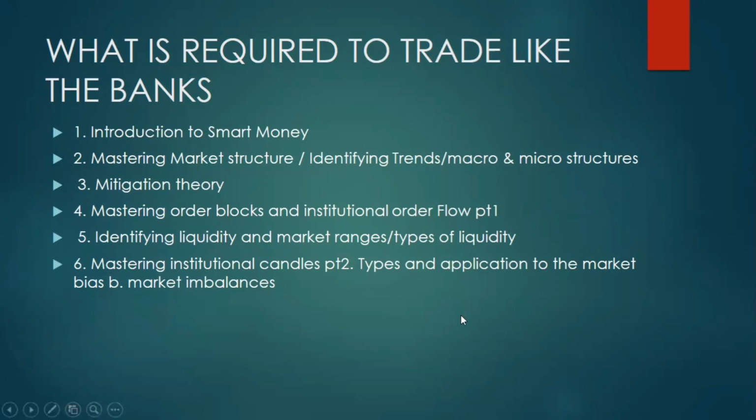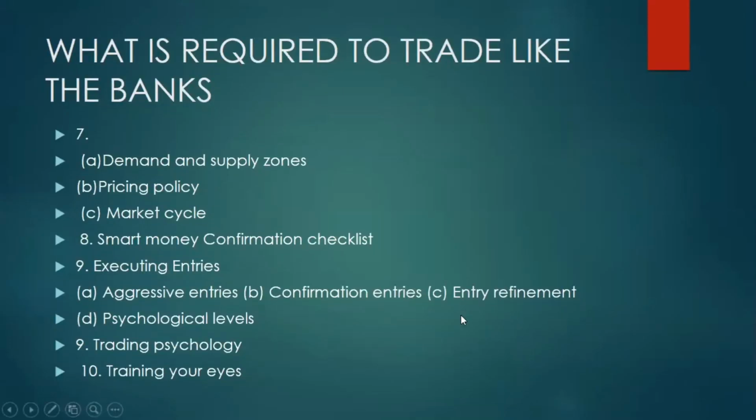Then let's move to the next slide. This is a continuation of what is required to trade like the banks. You must understand the demand and supply zones, pricing policy, market cycle, smart money confirmation checklist, executing entries. In executing entries, we have aggressive entries, we have confirmation entries. We can also refine our entries. You must understand psychological levels, trading psychology, then train your eyes. These are all what you need to trade like the banks.